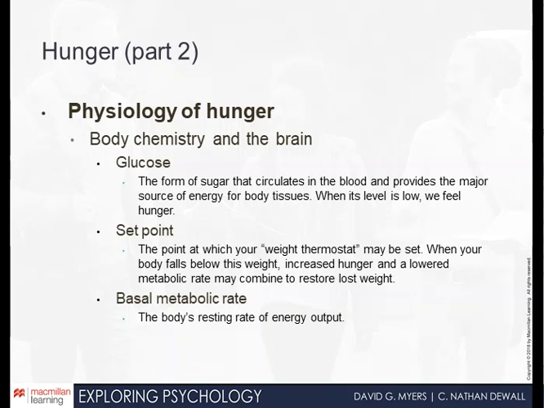And then we have the basal metabolic rate, the body's resting rate of energy output. And this will change as time moves on, as you age. When you're usually younger, your metabolism runs much more efficiently and effectively. You can eat a lot more and the excess will be burned off. But if you have a slower metabolism, or as you age and your metabolism slows, the things that you eat or consume may not be burned off as easily and you may tend to gain weight.